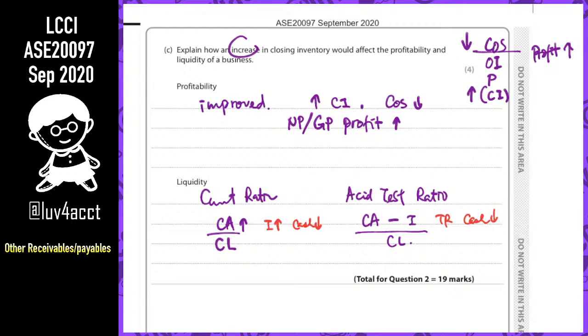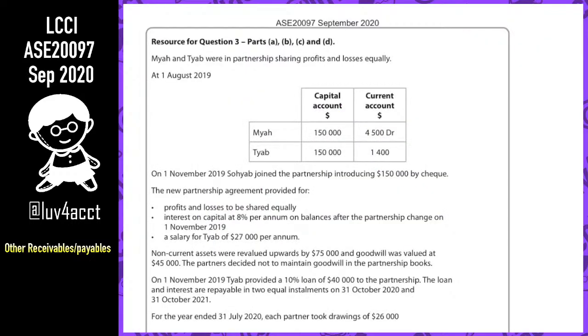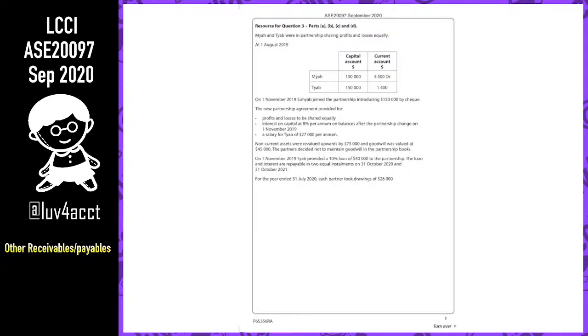Here I would prefer to say that liquidity will deteriorate, because more inventory means that it is holding up your cash, and that is also how we usually think of an increased inventory. So that's all for this question, 19 marks. That means we have more marks in the later questions.